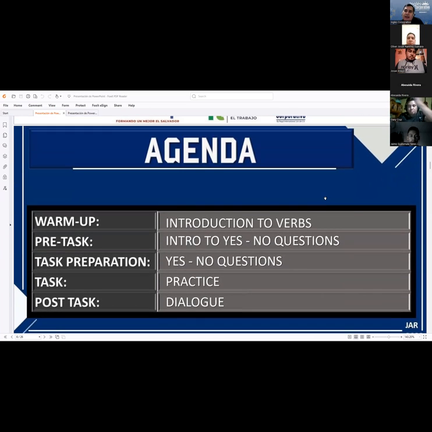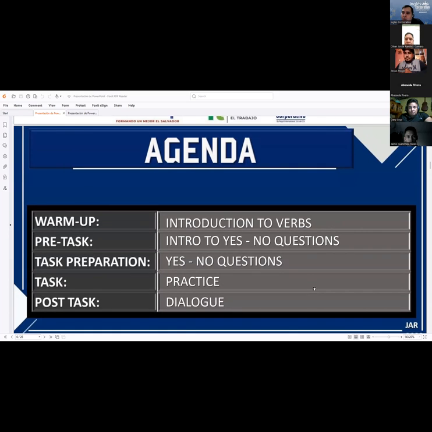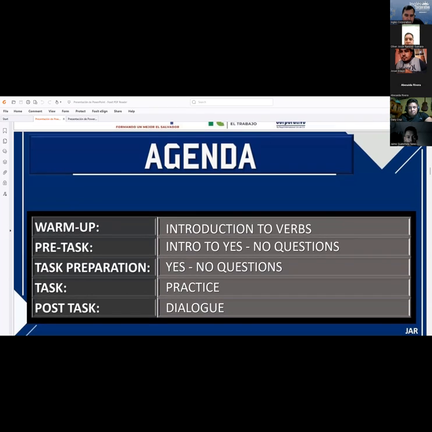In the agenda tonight, we have introduction to verbs, introduction to yes, no questions, then yes, no questions, practice and dialogue. Okay, so these are the topics to study tonight. Okay, before we go to the warm up, attendance. Let's go to attendance.